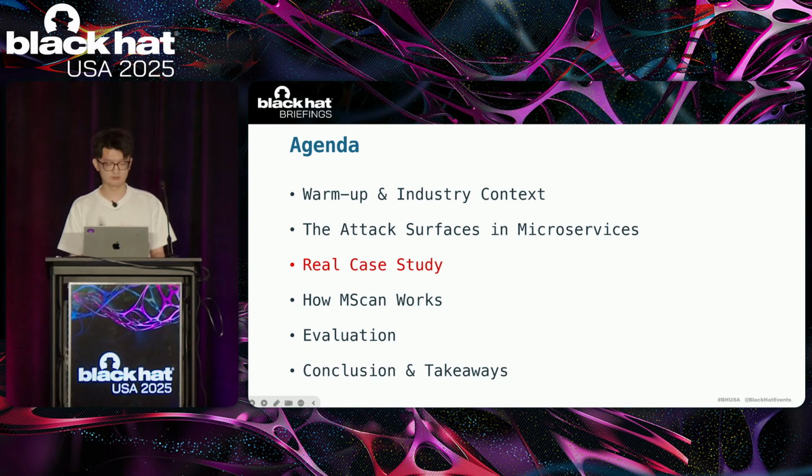To sum up, taint-style vulnerabilities in microservices can be either confined to a single service or spread across multiple services. Now, let's look at a real-world case to see how these threats manifest in practice.